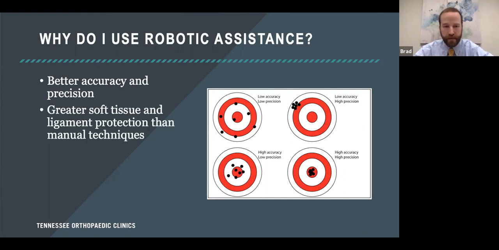It also allows me to protect the soft tissues and the ligaments better than the manual techniques, so you can be more protective of the ligaments around the knee so that the knee is stable. It also allows me to cut less bone than some of the manual techniques from before, so that you can preserve good bone. I also find that patients have significantly less pain with robotic assistance than they did before.